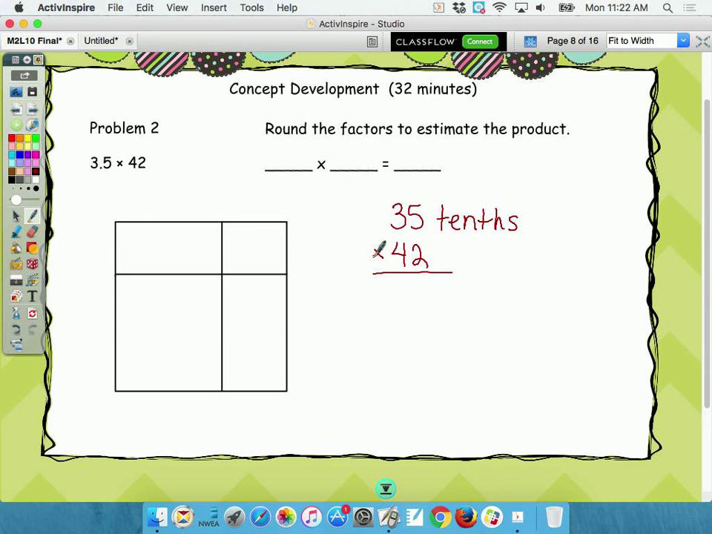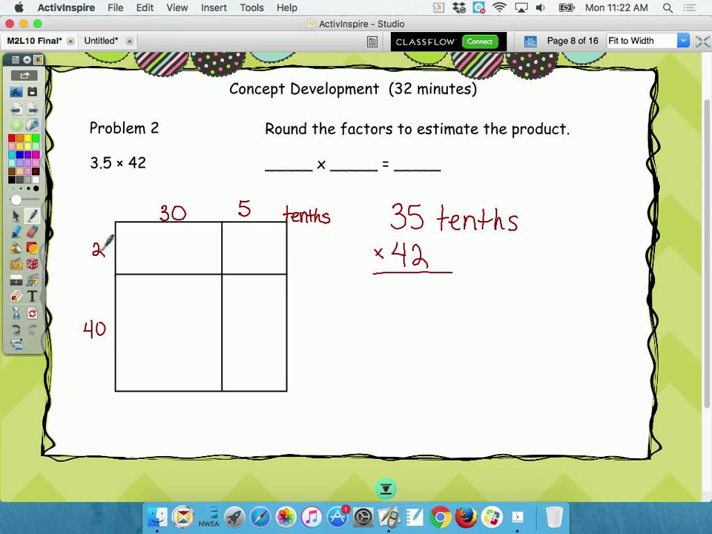I know it's hard, isn't it? So then 35 tenths on my area model would be what plus what? 30 plus 5. What's on the side? 40 and 2. Okay, don't start yet. We have to estimate.